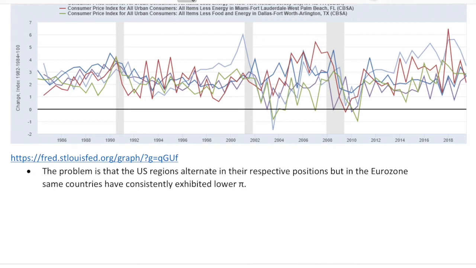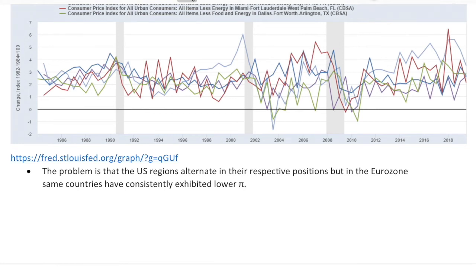Well, the problem with the argument that the European Central Bank put forth is that the US regions appear to alternate in their respective positions, in that sometimes they have high inflation while other times they have low inflation. It's not like certain areas are destined to have high inflation. They're saying sometimes they have high inflation, sometimes they don't. But that's not true with the Eurozone.